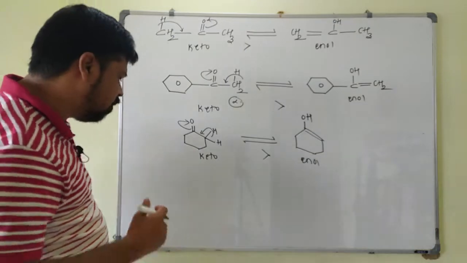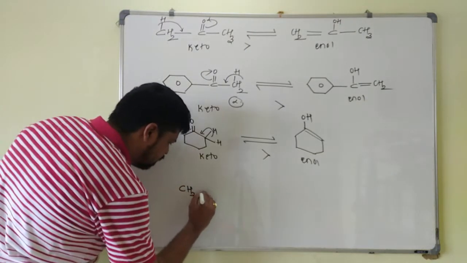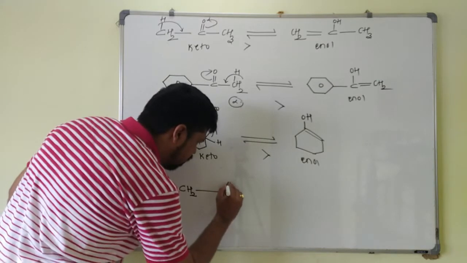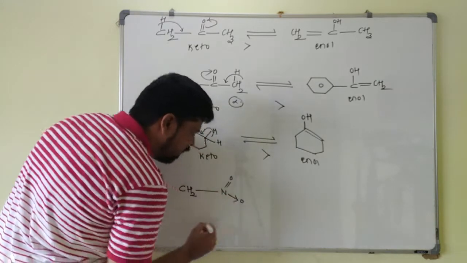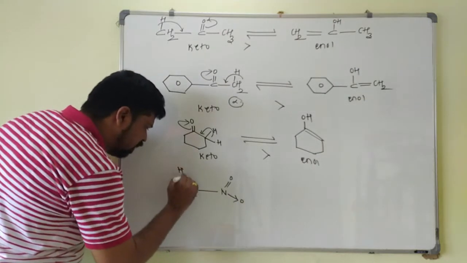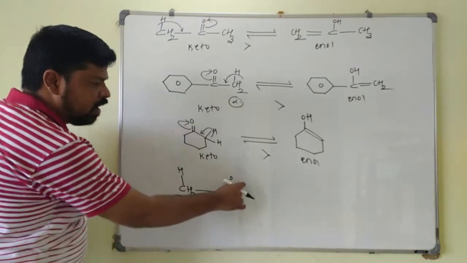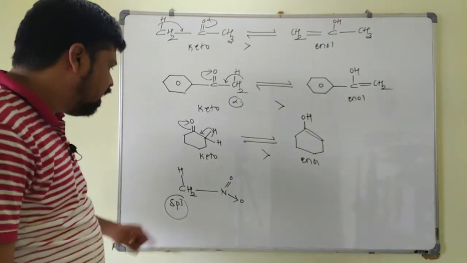Another form will be there, we call it the nitro and aci form, that will be like this. This is CH2 N double bond O, and again this is a single bond oxygen, and here this will be your sp3 carbon atom. See here, this will be an sp3 carbon atom connected to a heteromultiple bond.